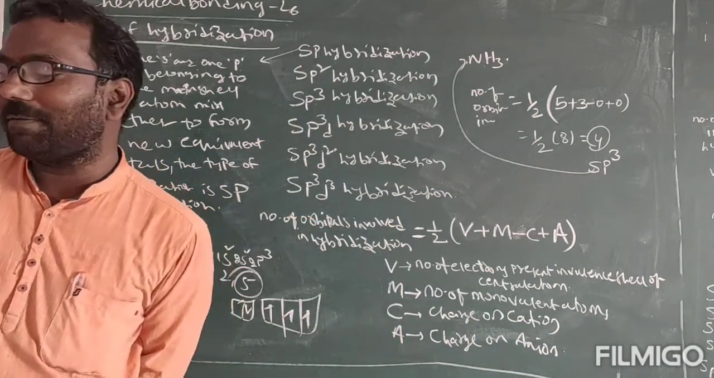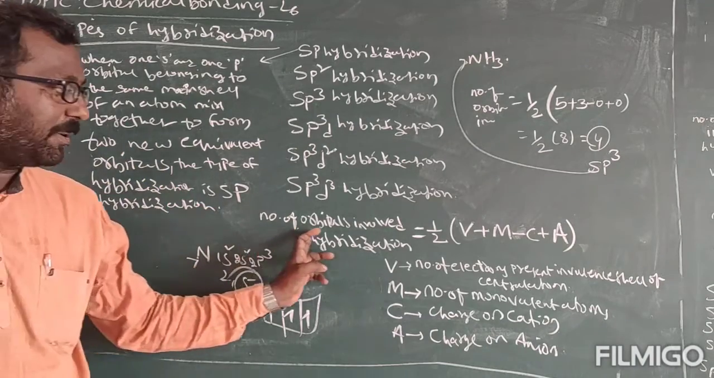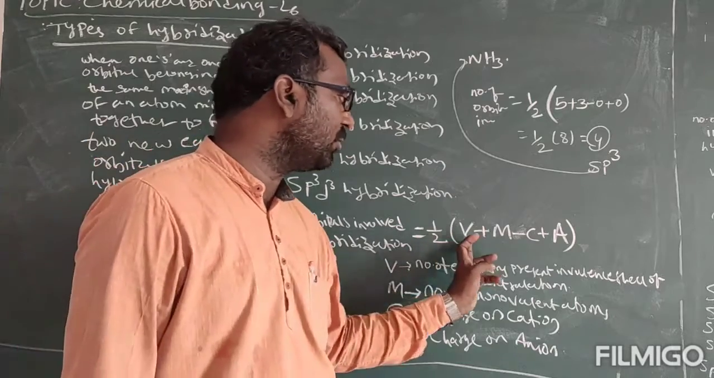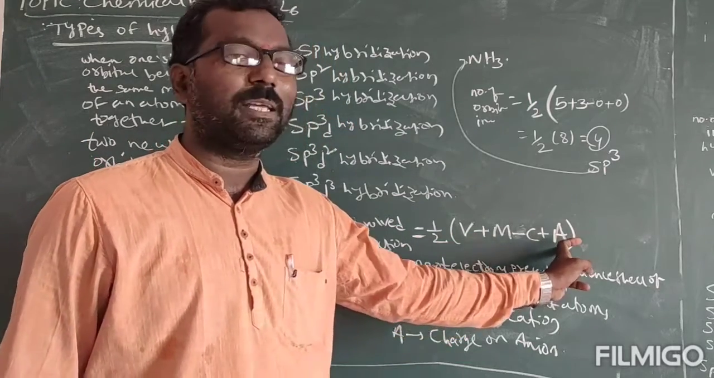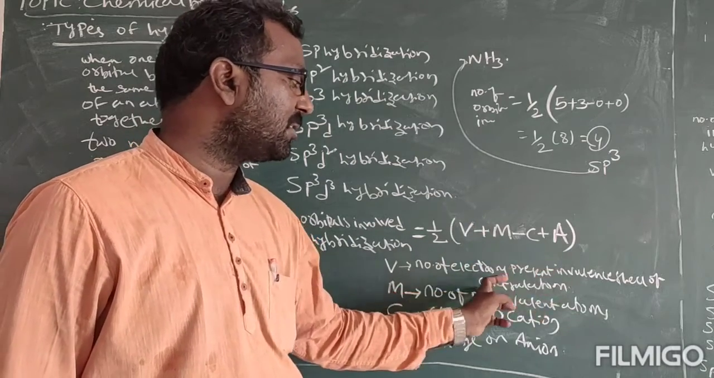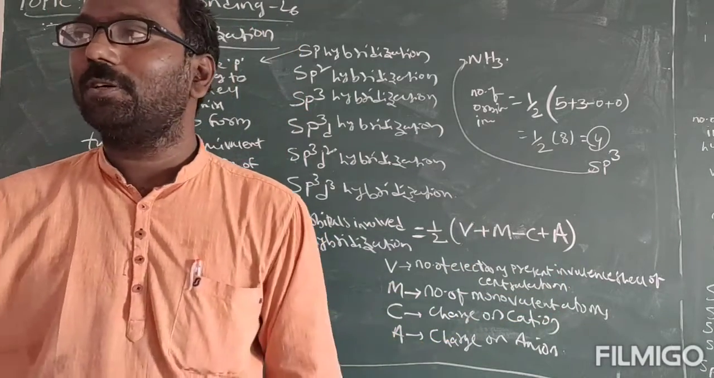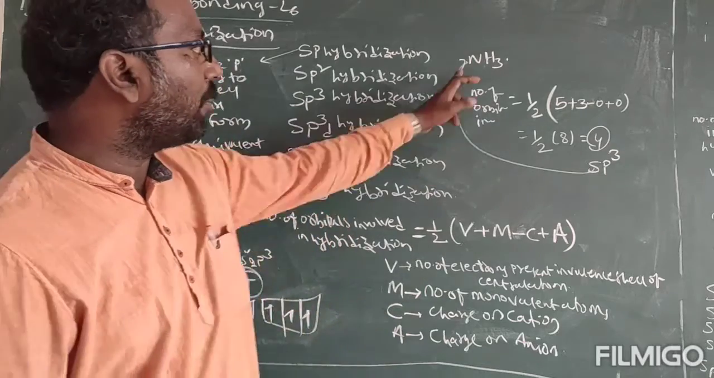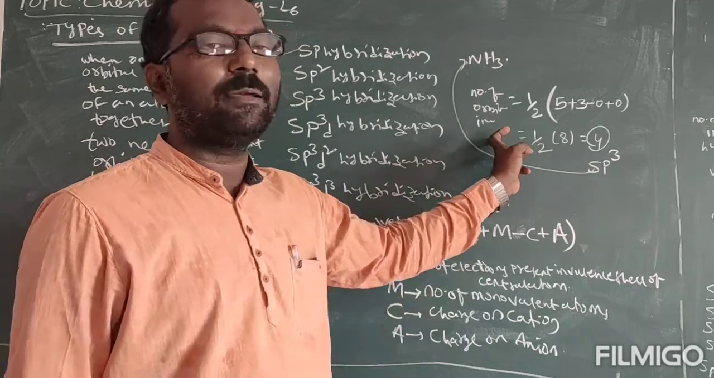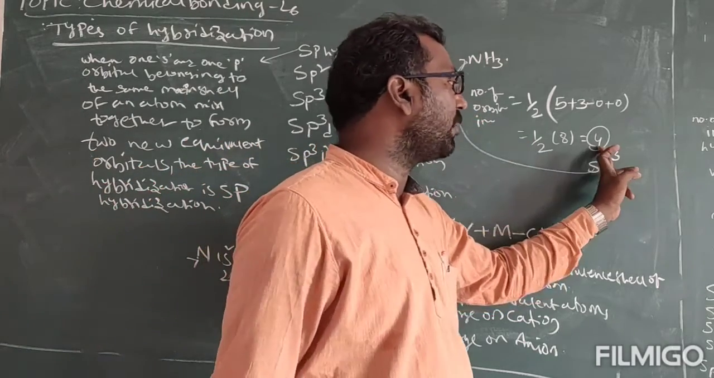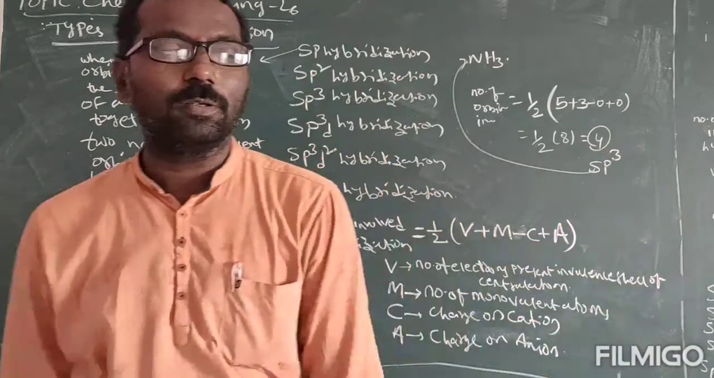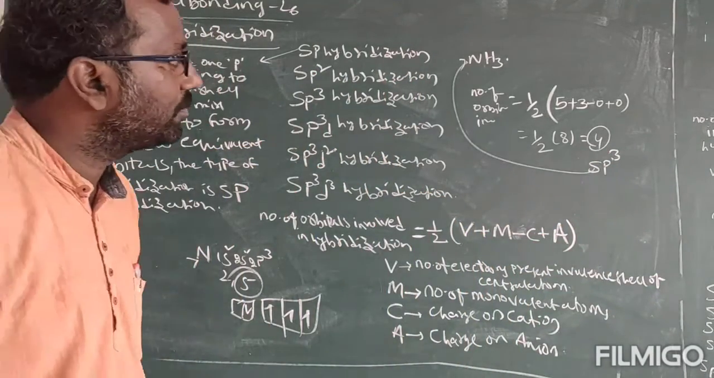Ammonia. This is the way we will be calculating. The number of hybrid orbitals involved in hybridization is given by the formula half into V plus M minus C plus A. V is nothing but the number of electrons present in the valency shell of the central atom. First you should know what the central atom is. In ammonia, nitrogen is the central atom. So I have calculated its hybridization. The hybrid orbitals total 4, which means sp3 only, 3 plus 1, 4 only. So that is the case we have.